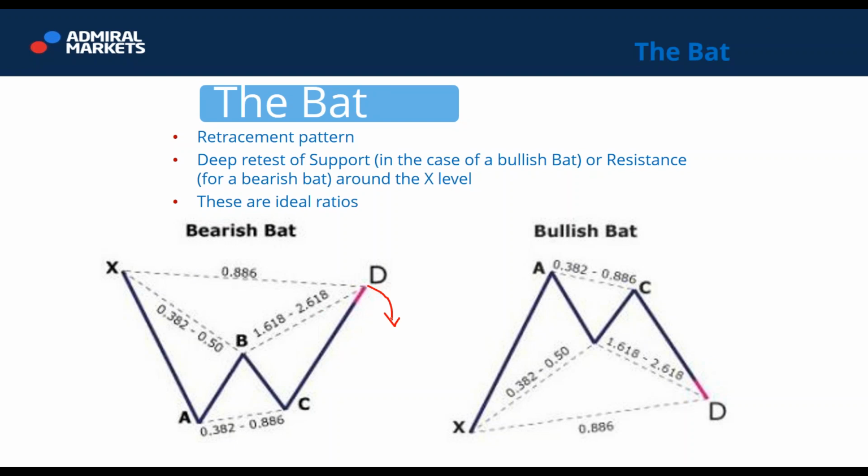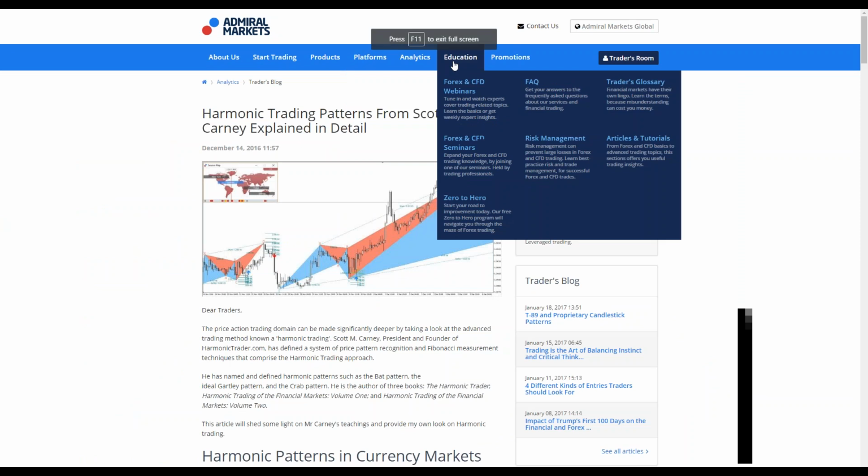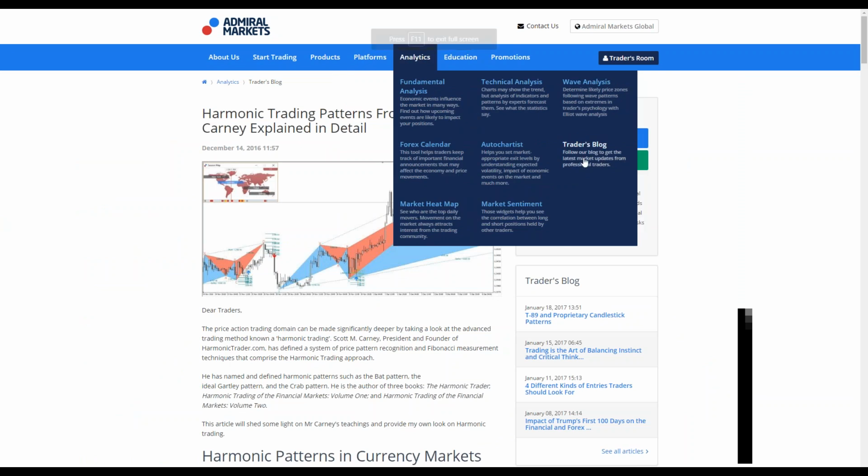Scott Carney always uses his PRZ zones in order to effectively trade these patterns. I like to see this within the concept of a POC zone again, and see if we can actually use that for a potential trade. Since this is a retracement pattern, this can be used for counter trend trades, okay?